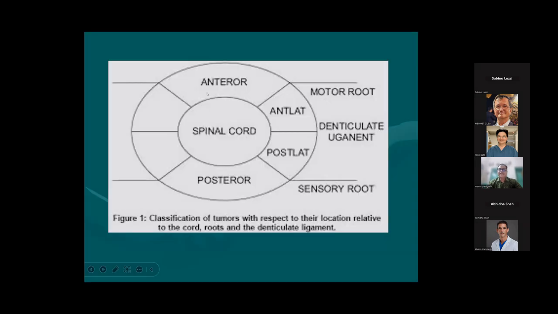Now, they can be classified into anterior, anterolateral or posterior depending on the attachment in relation to the dentate ligament. Any tumor in front of the dentate ligament is anterior, and if the tumor is attached ventrally to the midline on either side, it's called anterior. But if it's attached from midline till the dentate ligament, it's called anterolateral. And if it's behind the dentate ligament, it's called posterior or posterolateral. This is more important in meningioma, but also it's important in neurinomas and neuroenteric cysts.